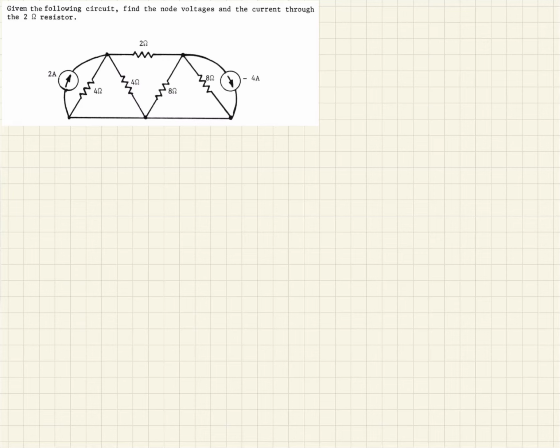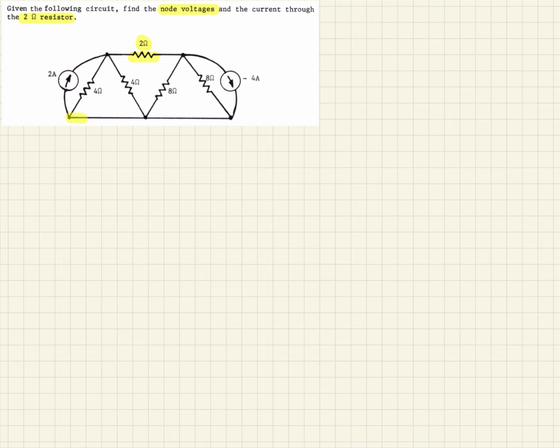So here we have another simple circuit that's driven by two current sources. And so they're asking us to determine what the node voltages are for all the nodes. And then they also want to know what the current is through the 2 ohm resistor. So this is the 2 ohm resistor, so we're looking for the current there. And then the node voltages.